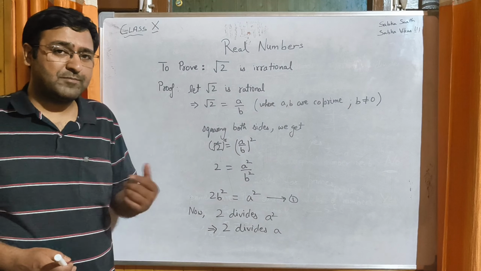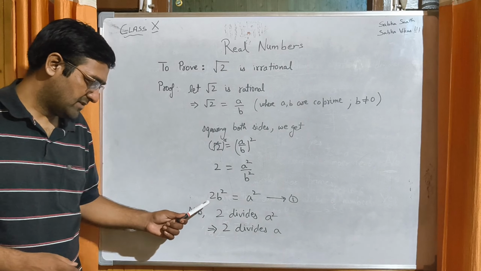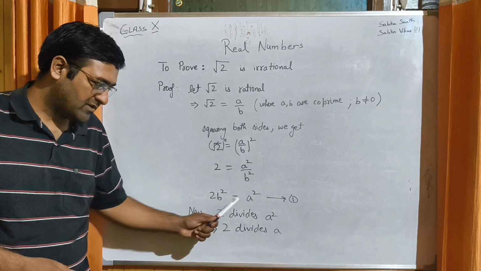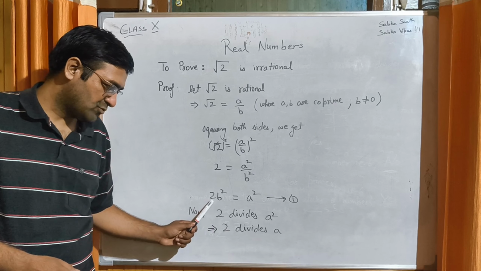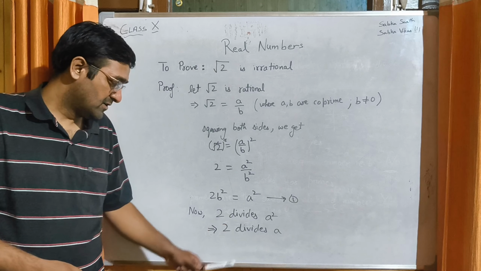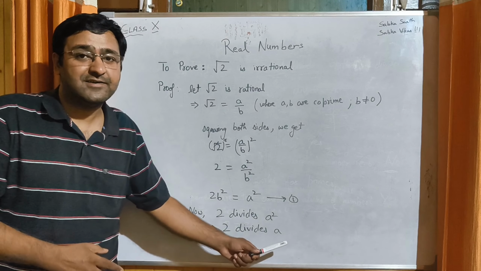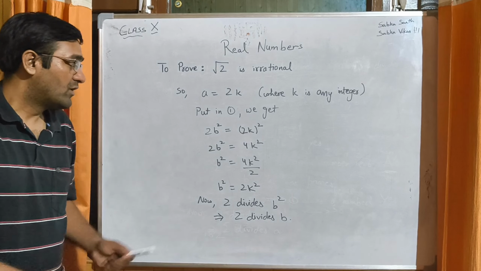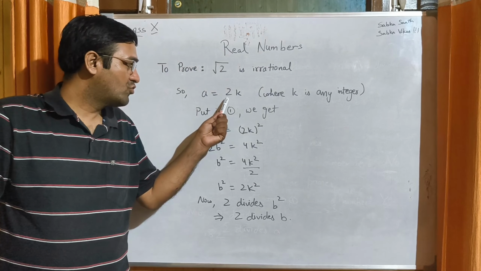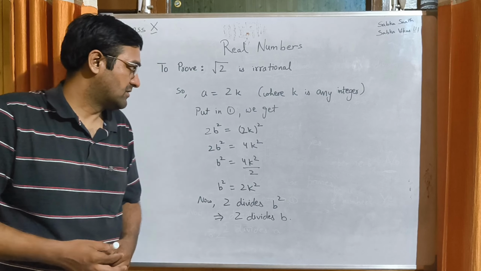So now you remember the theorem which we have done in the previous video. According to that, we can say here that 2 will divide a square. Now if I transpose 2 from the left hand side to the right hand side, this will divide a square. So from the theorem we can say that 2 will also divide a. So a could be written as 2 times k, where we suppose k is any integer.